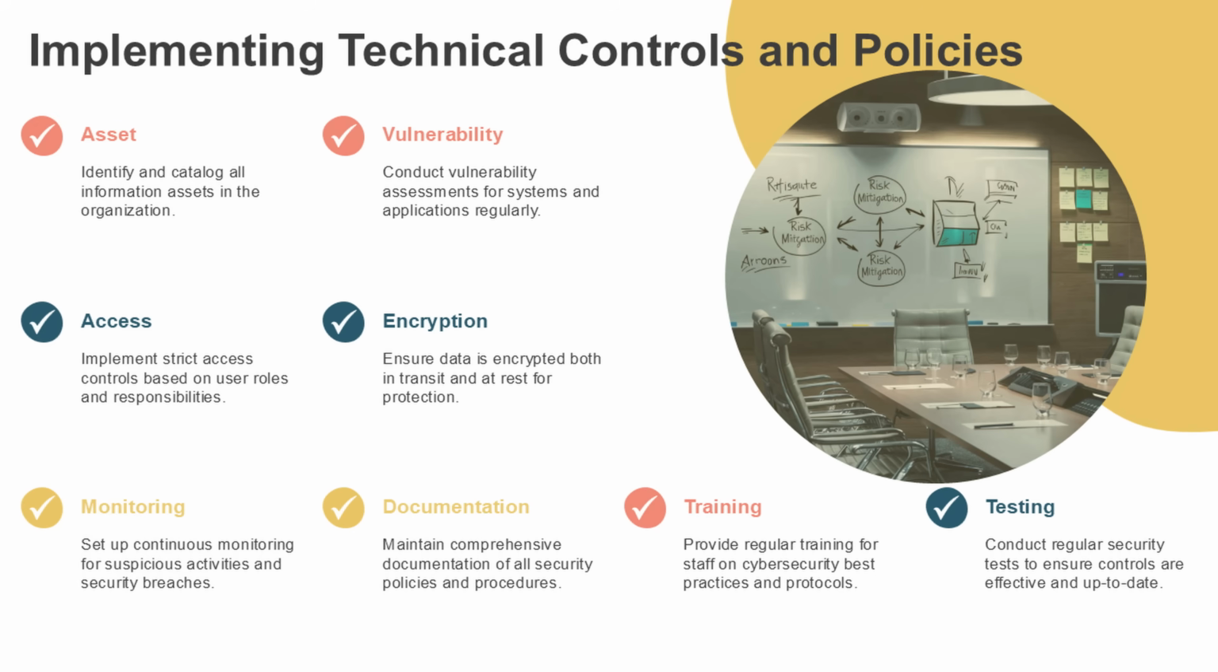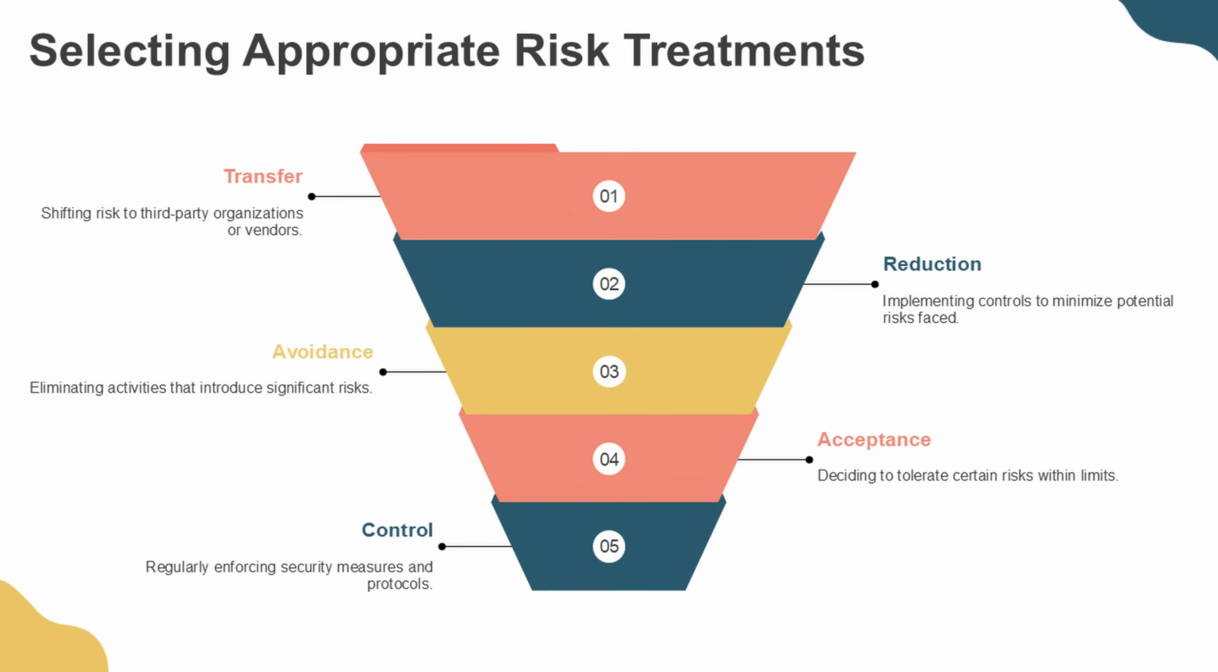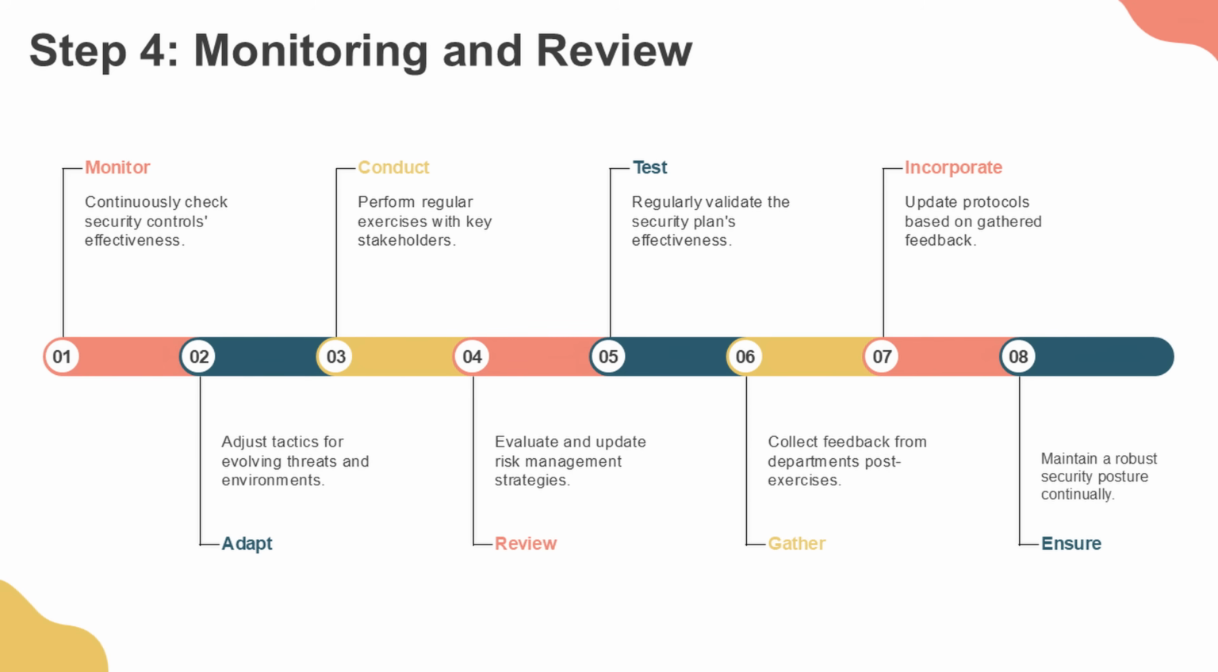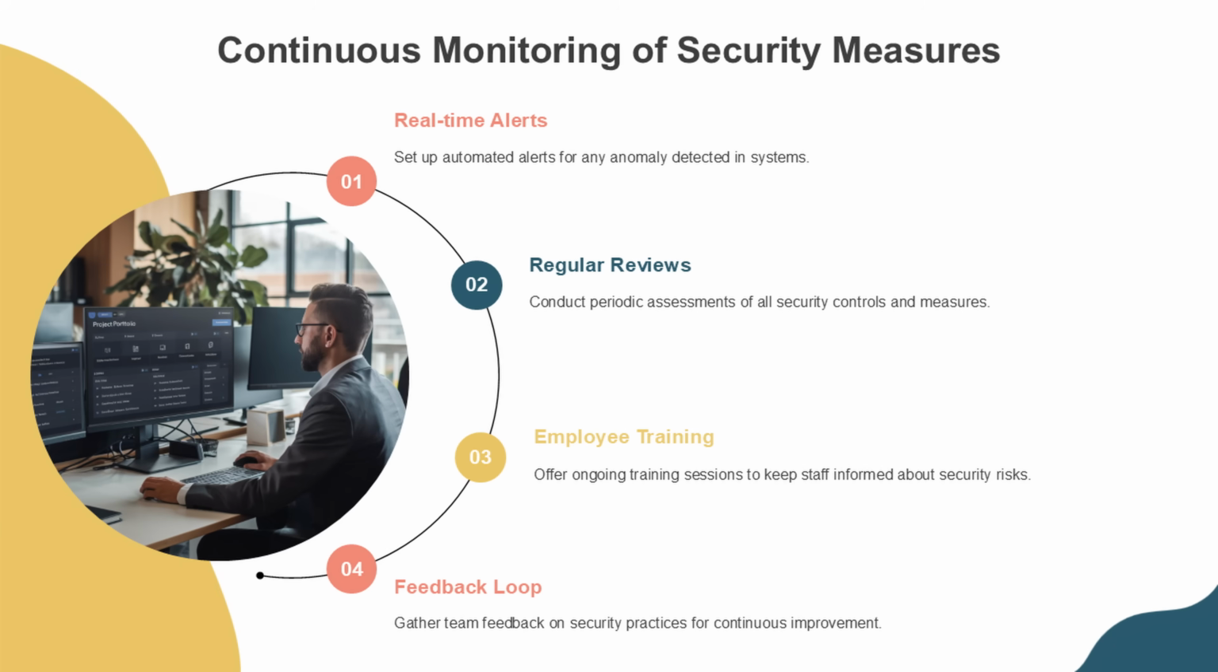After prioritizing risks, organizations must implement appropriate controls and strategies to address them. The mitigation phase includes developing tailored strategies to reduce identified risks based on their severity and business impact, implementing technical controls, policies, and procedures to minimize vulnerabilities, and selecting appropriate risk treatments, which may include risk acceptance, avoidance, transfer, or reduction. It's also important to enforce cybersecurity policies that align with the organization's risk appetite and business objectives.